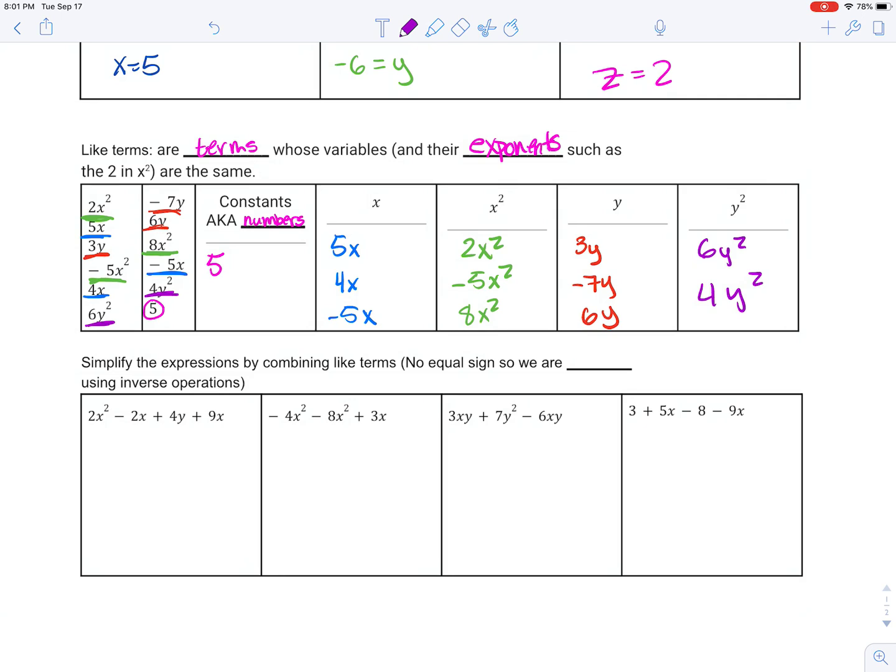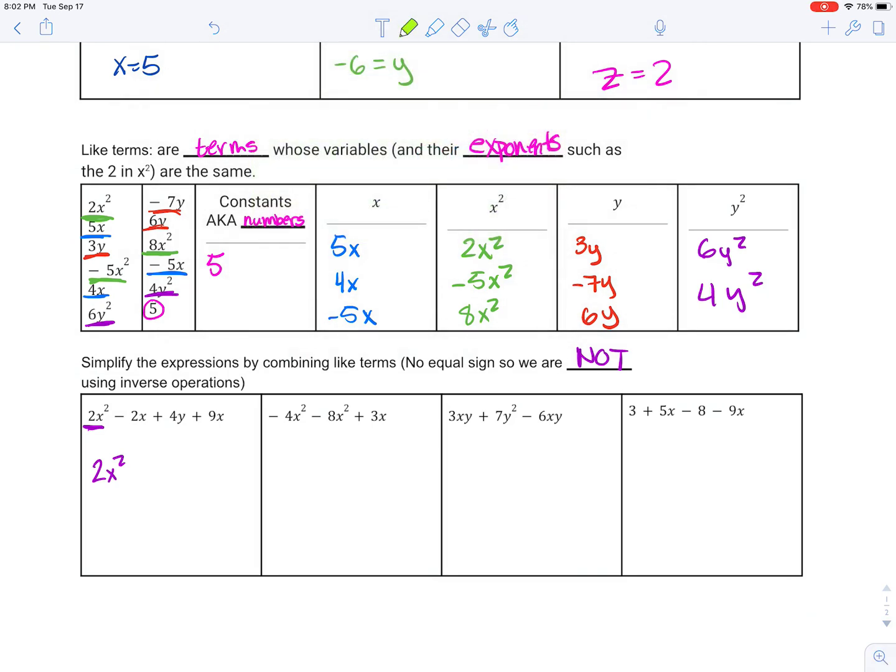Okay, now we're going to simplify expressions by combining like terms. There's no equal sign in these expressions, so we are not using inverse operations. We're just combining like terms. I see my 2x squared here, and I do not see another term that has an x squared. So 2x squared is all by itself. It's just going to stay there.